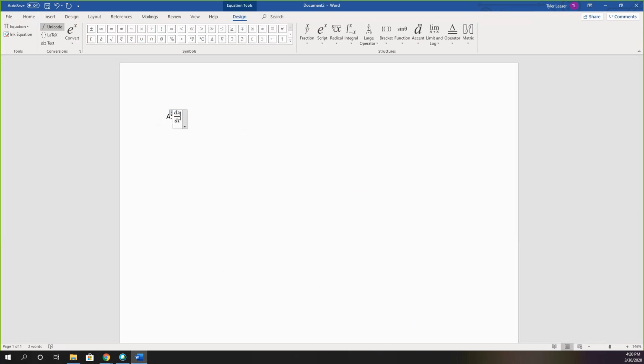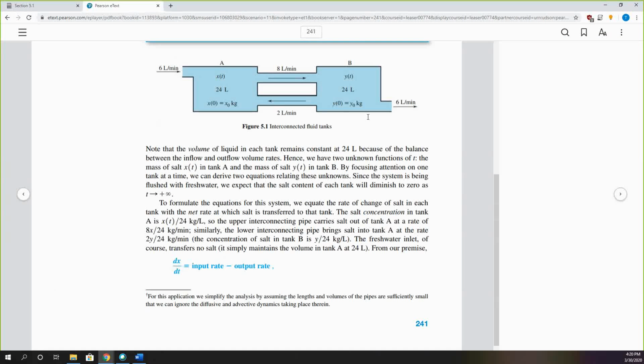This we're just going to let be the input rate minus the output rate. So let's go back to our picture here and let's talk about the input rate for tank A. There is no salt coming into the system from this 6 because remember this is pure water. The only salt that could be coming into tank A would be salt coming from tank B with this 2 liters per minute. So it's going to be the 2 liters per minute coming in at the concentration of B.